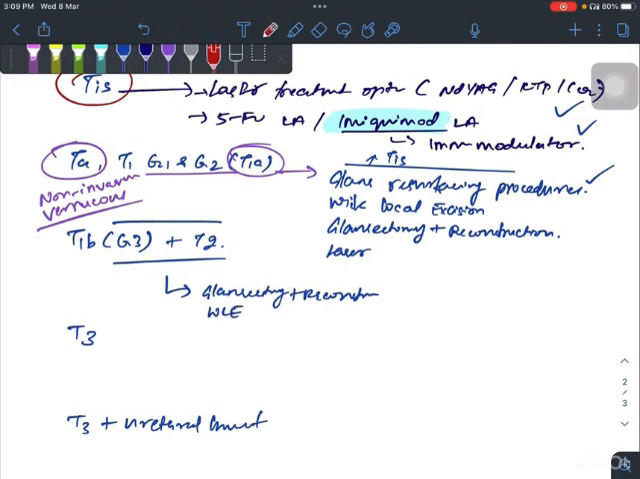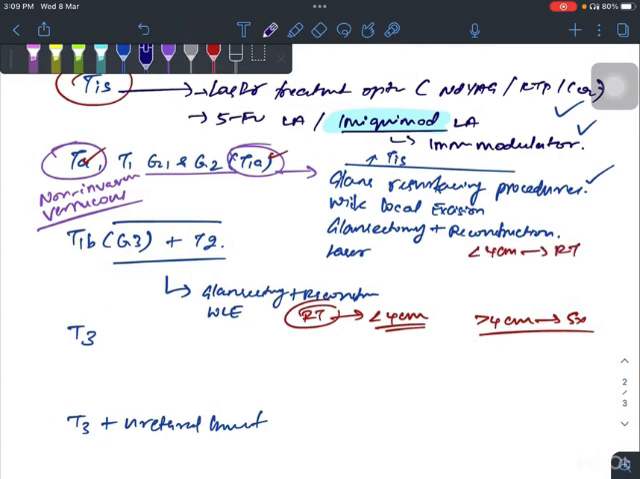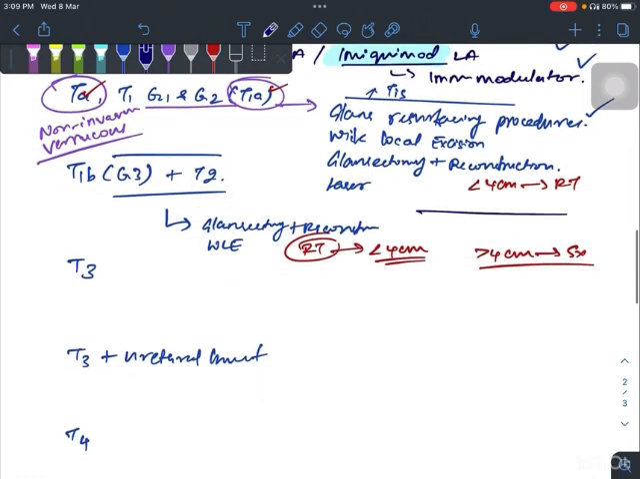And the other thing which you want to notice is that in these stages of CA, we can also use radiotherapy. Radiotherapy is used when the tumor is less than 4 centimeter. For more than 4 centimeter, you will do surgery. So here also, if the Ta or the T1A is less than 4 centimeter, we can do radiotherapy. So coming to T3, T3 is corpus cavernosal involvement.